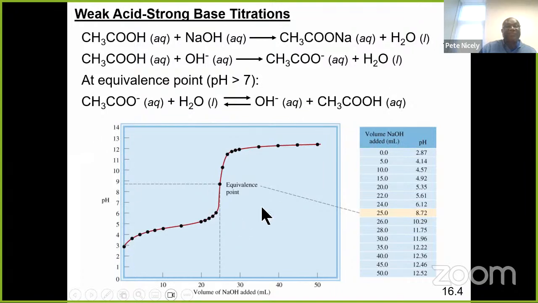Any questions about the titration curves for a weak acid, strong base, or for a strong acid, strong base for that matter? Any questions? Any questions?